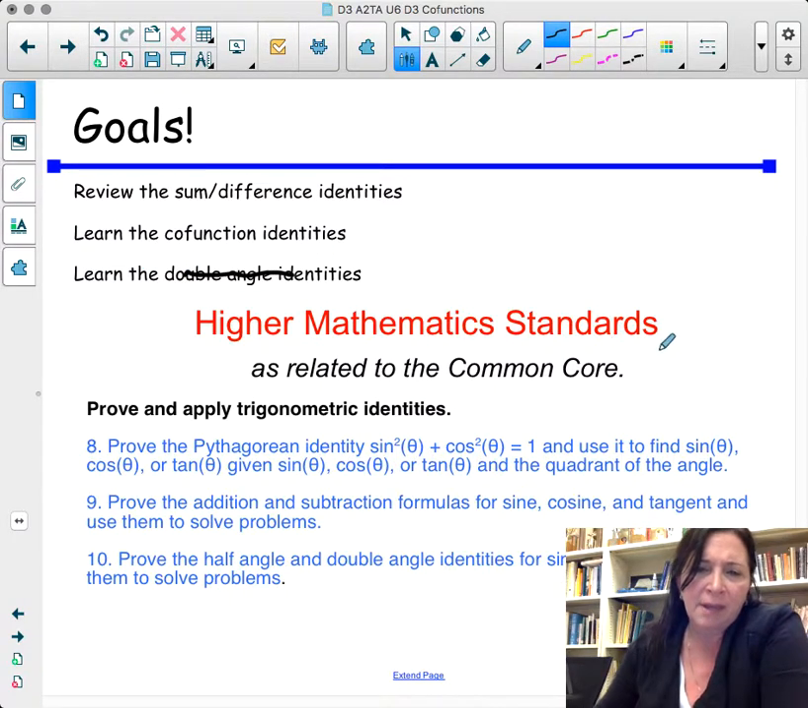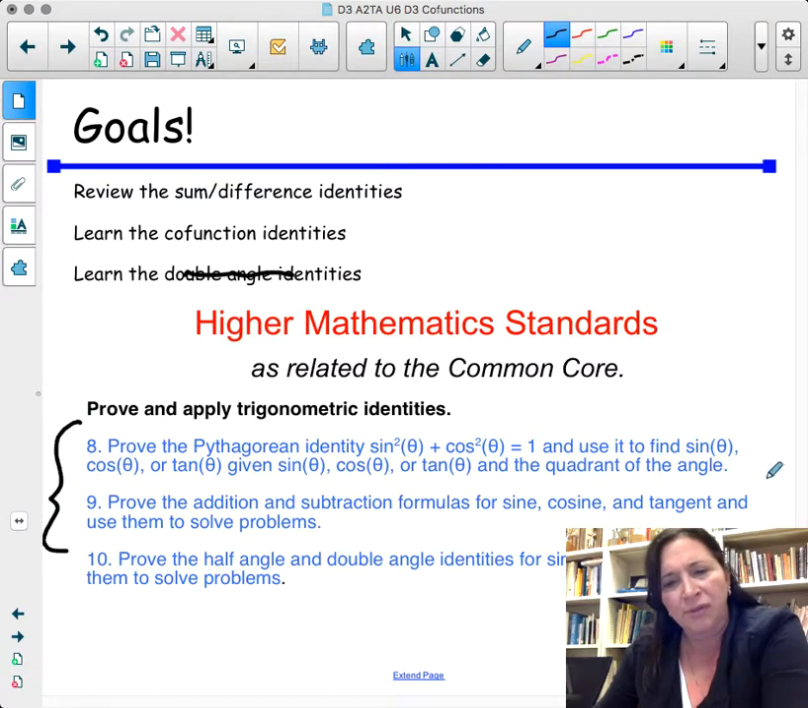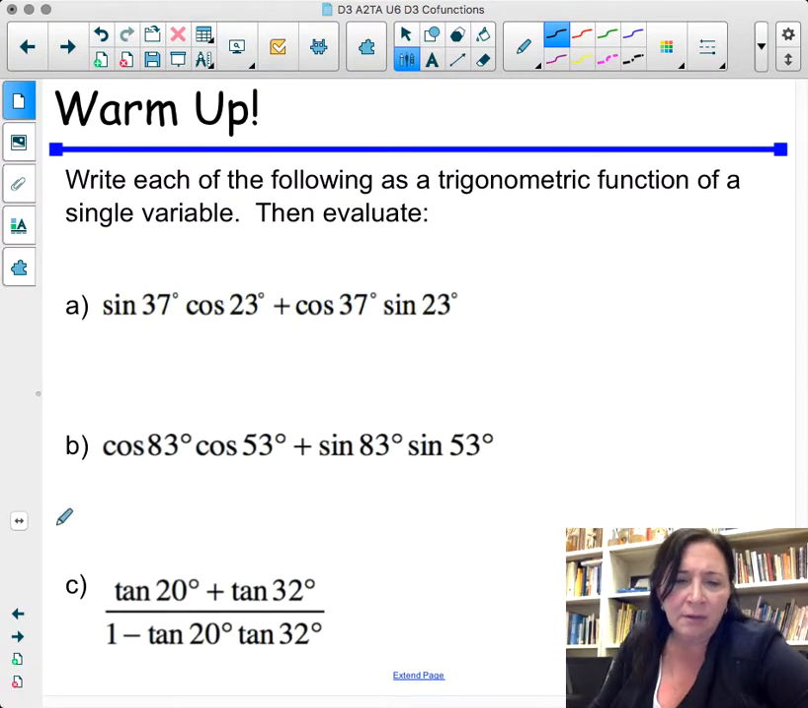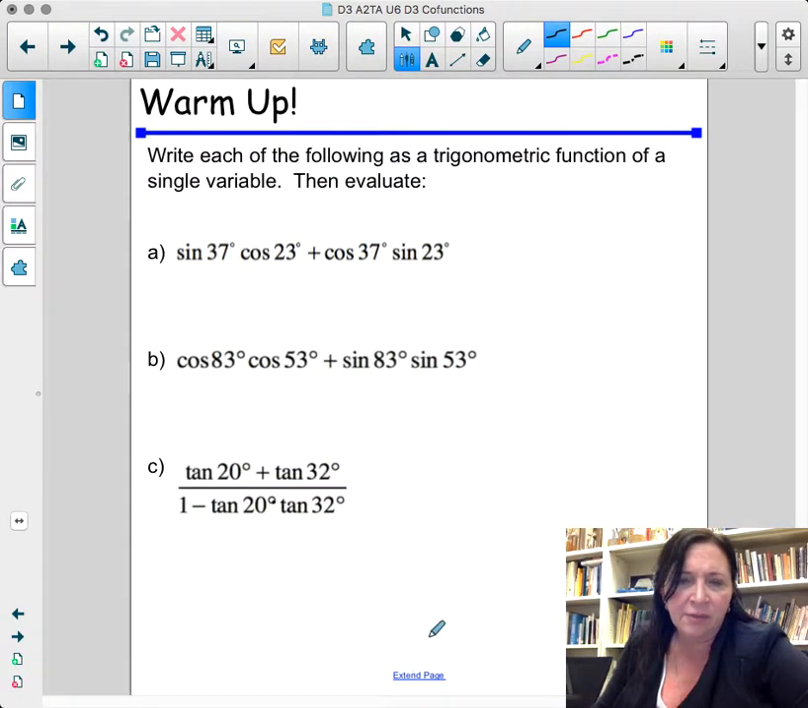Higher mathematics standards are related to the Common Core. These are listed in the Common Core standards. So just so you know, these are very important things that we need to learn. Reviewing, a little bit of review, we'll start with some of our trig identities, and this was an expansion for a sum and difference identity.